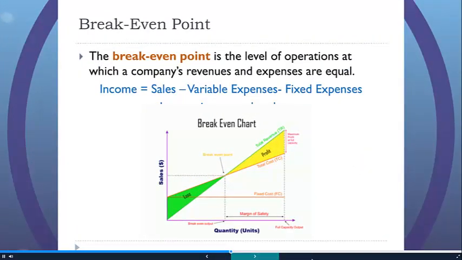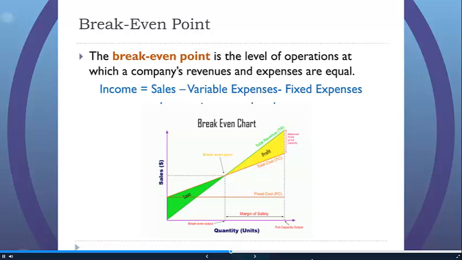Now that we understand our contribution margin, our contribution margin ratio, and our contribution margin per unit, we can take a closer look at our break-even point. Our break-even point is the level of operations where our company's revenue equals its expenses. Therefore, our income would be zero. Our sales minus variable expenses minus our fixed expenses would equal zero.